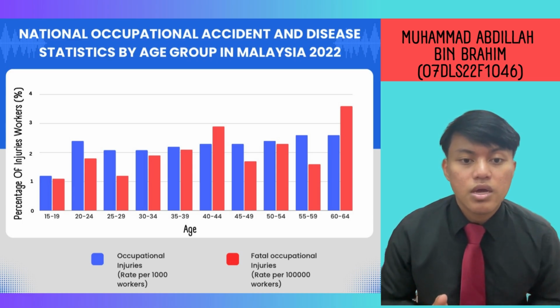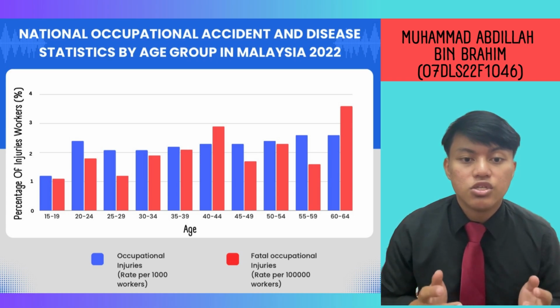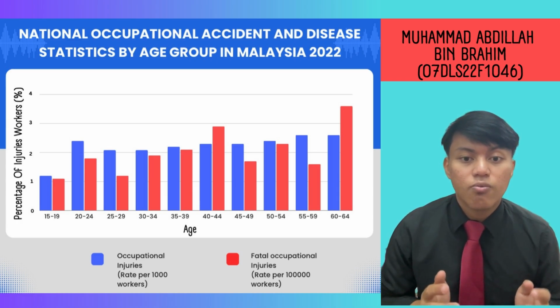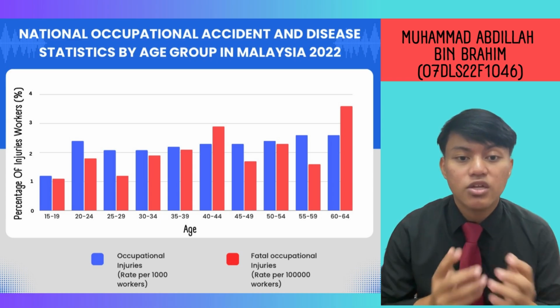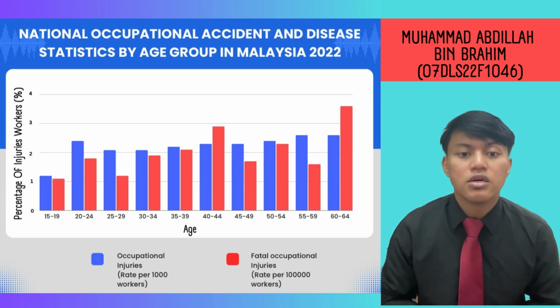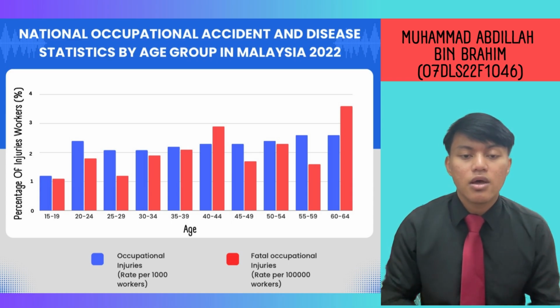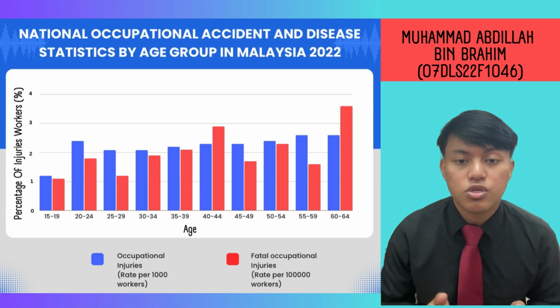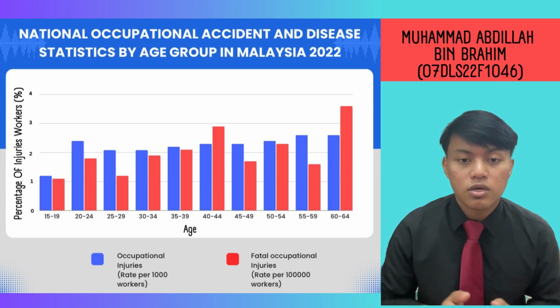As you already know, the first important element in this graph is the title. The second element is x-axis and y-axis. The x-axis is the horizontal line in a graph, usually representing the independent variable which is age, while the y-axis on the vertical side presents the percentage of injured workers. And the last element is the legend, which from the infographic refers to the occupational injuries rate per 1,000 workers and fatal occupational injuries rate per 10,000 workers.